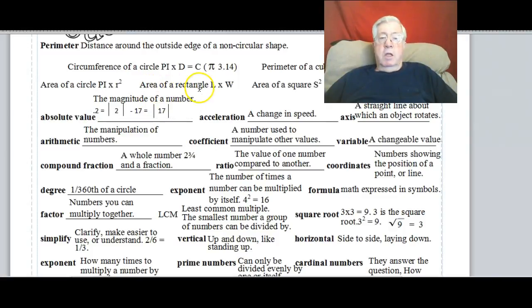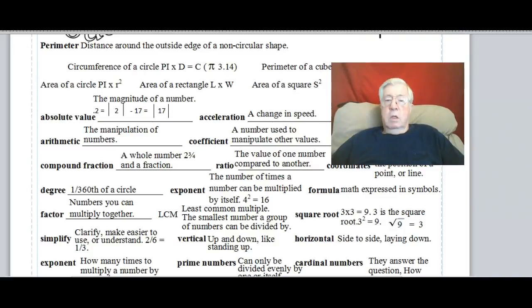Area of a rectangle: length times width. If you've got a rectangle that's 2 inches by 3 inches, 2 times 3 is 6. 6 is the area. Area of a square is one side squared. Area of a triangle: 1/2 the base times the height.